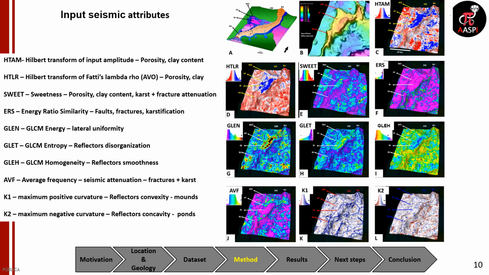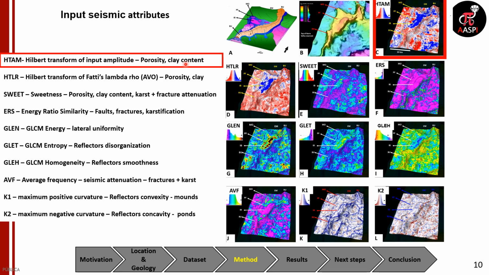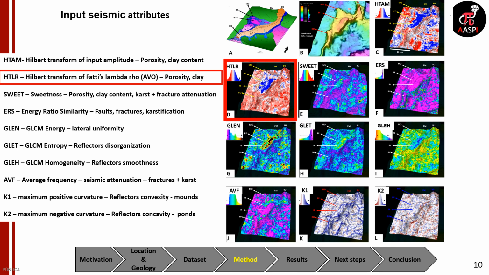So these are the input seismic attributes I'm working with, confined at the main reservoir level, which is the Barra Velha. Here we have the depositional model. This is the top of reservoir map, and here we have a 3D view of each seismic attribute. Here is the Hilbert transform of input amplitude. It mimics seismic bandwidth P impedance, so it responds to both porosity and clay content. This is the Hilbert transform in AVO attribute, which responds to porosity and clay as well.